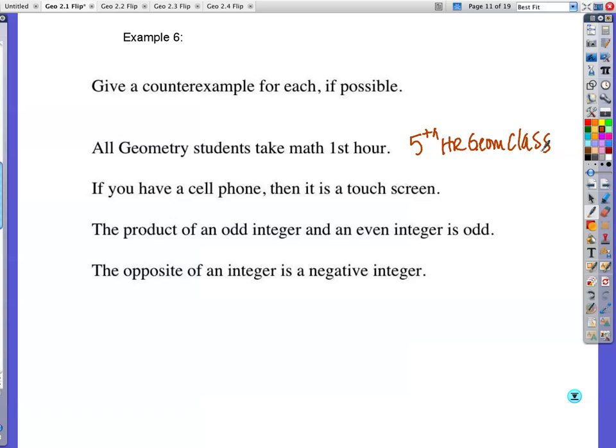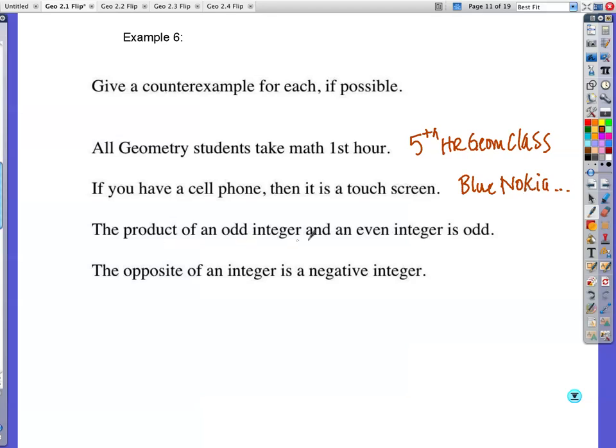If you have a cell phone, then it's a touch screen. I'm sure not everybody has a touchscreen phone. In fact, my husband has this blue, I don't know, Nokia something or other. It's not a touchscreen, so I'm going to say blue Nokia, whatever it is. I don't know all the names, and you might not either, but that would be an example of a counterexample.